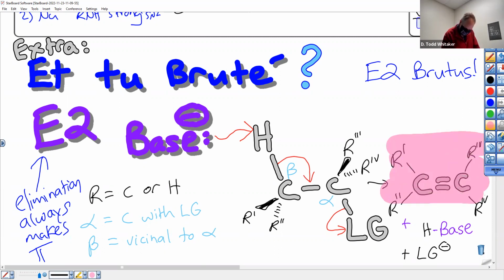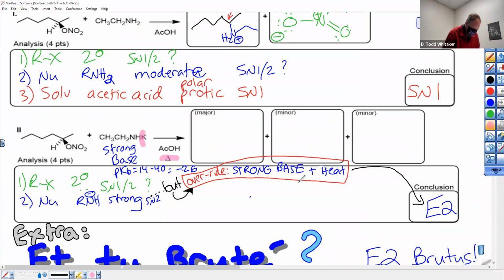So we're ready to finish our activity finally. We didn't really need any of that for our activity, but we can predict our products now. This is alpha. How do I know that's alpha? It's got the leaving group on it. Therefore, anything adjacent to that with an H on it can have that H removed, right? Major, minor. Which one's major? Well, if you take it from the left one, here's the result.